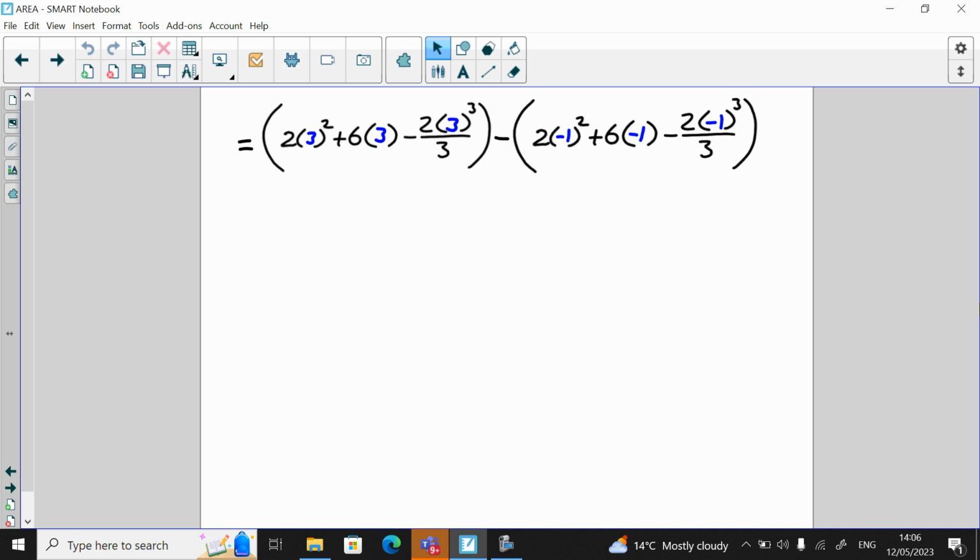Lots of brackets here, lots of powers, lots of multiplication. Take your time. So 2 times 3 squared, 2 times 9 is 18, 6 times 3 is 18, 2 times 3 cubed is 2 times 27, 54 over 3 is -18. Second one, 2 times -1 squared is only 2, 6 times -1 is going to be -6. And the last term, it's going to end up positive 2/3 probably. There you go. Let your calculator do the hard work.